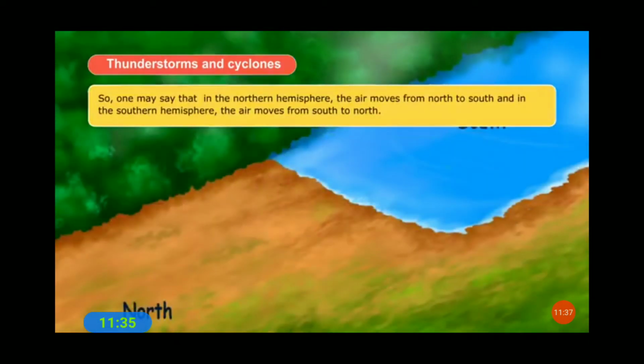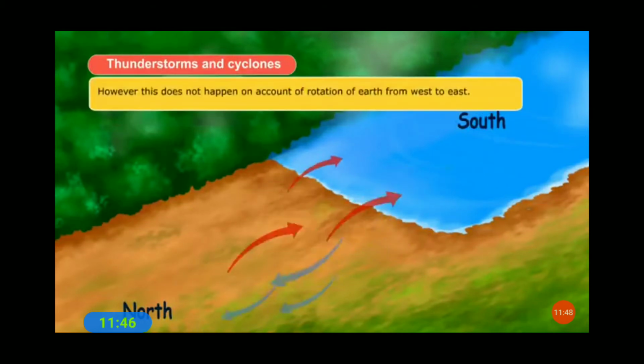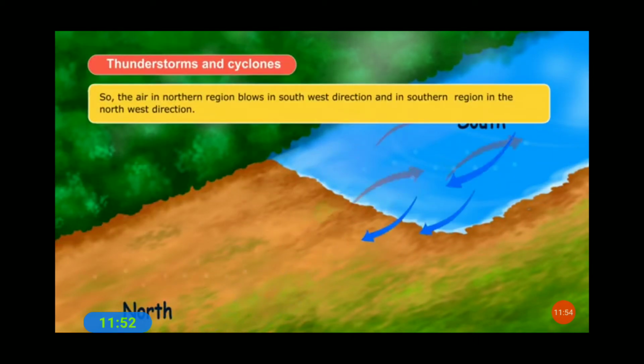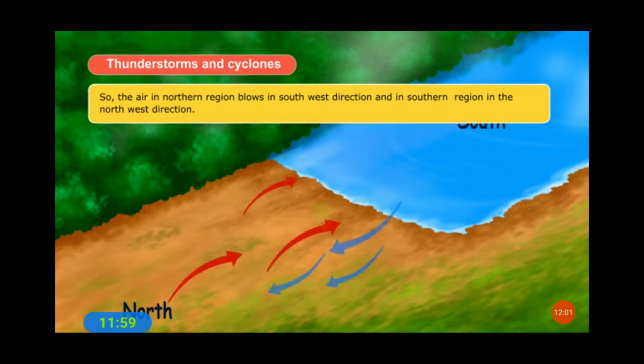So, one may say that in the northern hemisphere the air moves from north to south, and in the southern hemisphere the air moves from south to north. However, this does not happen on account of the rotation of the earth from west to east. So the air in the northern region blows in the southwest direction and in the southern region in the northwest direction.